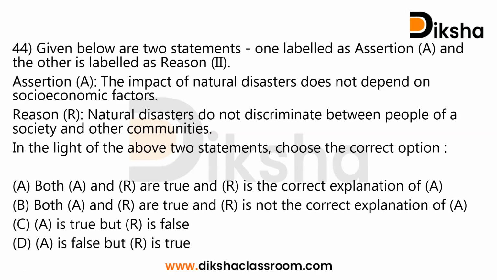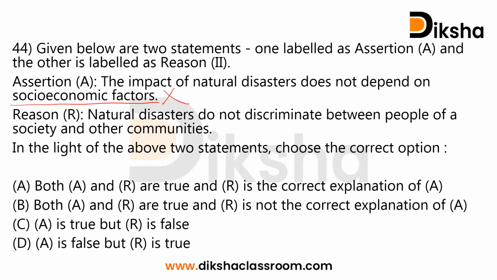It's all about assertion and reason. Assertion is the impact of natural disasters does not depend upon socio-economic factors. Reason is natural disasters do not discriminate between people of a society and other communities. The assertion is false because we can say the impact of natural disasters depends on socio-economic factors. For example, people of low socio-economic status are more likely to live in homes that are more vulnerable to the impact of disasters than those of people of higher economic classes. As a result, the experience of a disaster may involve more material losses, less protection from disasters, and perhaps greater damage to their homes, which means assertion is wrong.